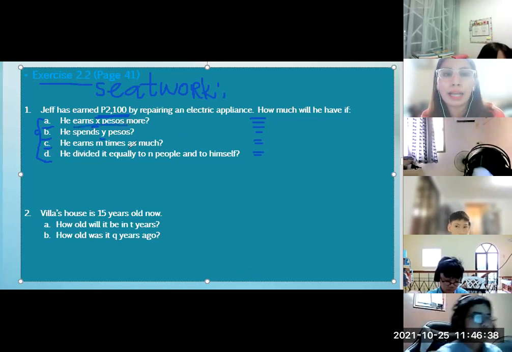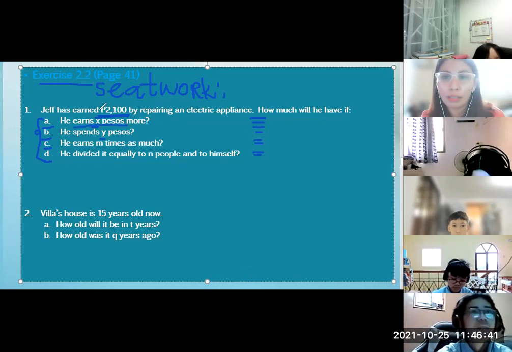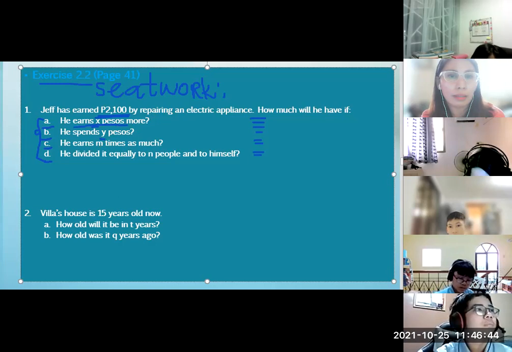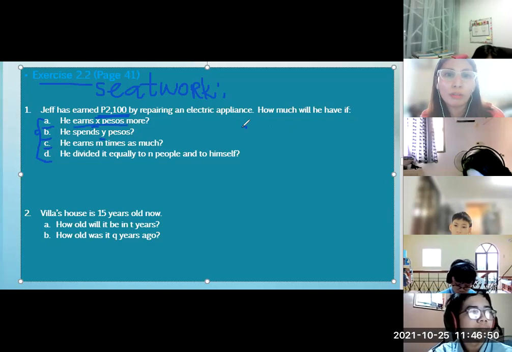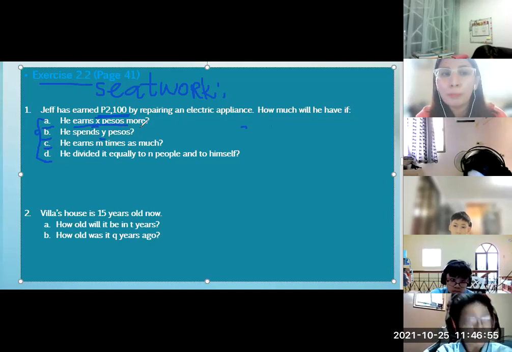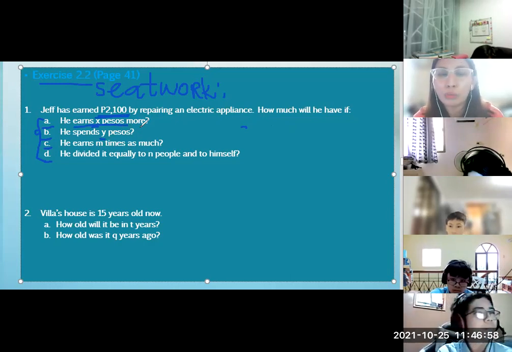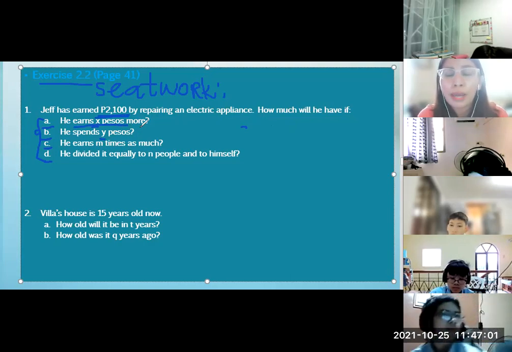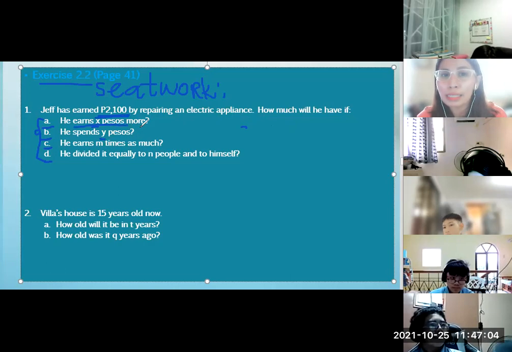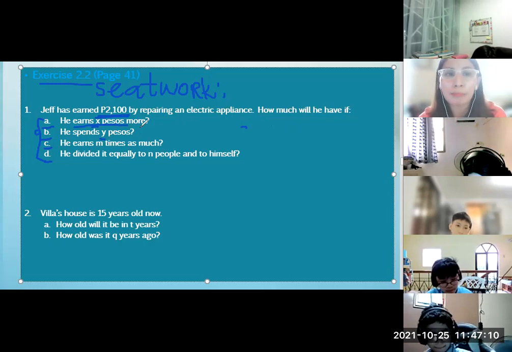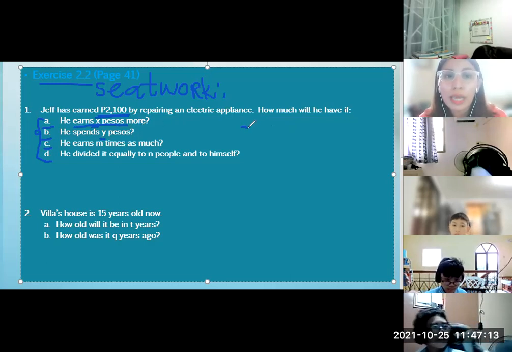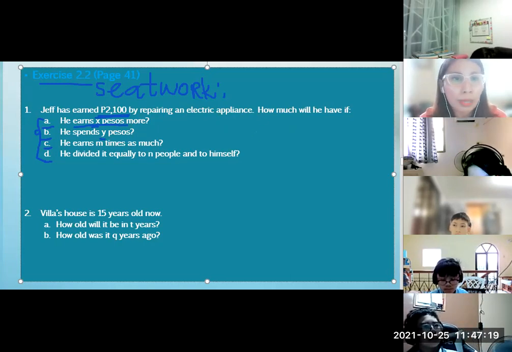So I'll be answering letter A here. He earns X pesos more. For number 1, letter A, Jeff has earned 2,100 pesos by repairing an electric appliance. How much will he have if he earns X pesos more? So, he earns X pesos more. Let's not write the pesos.